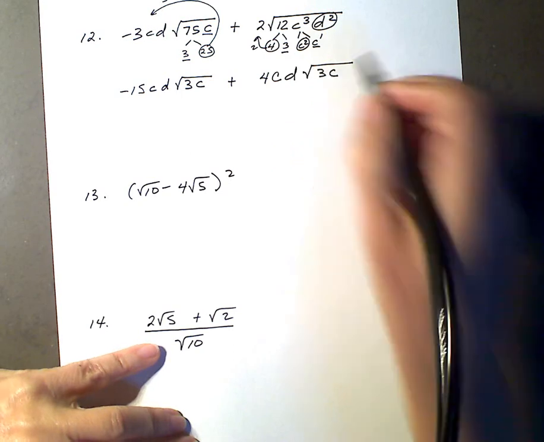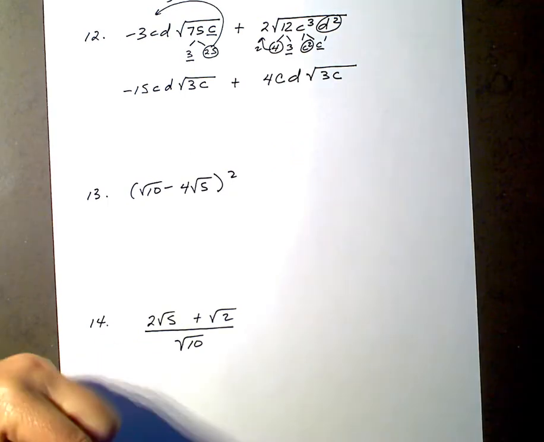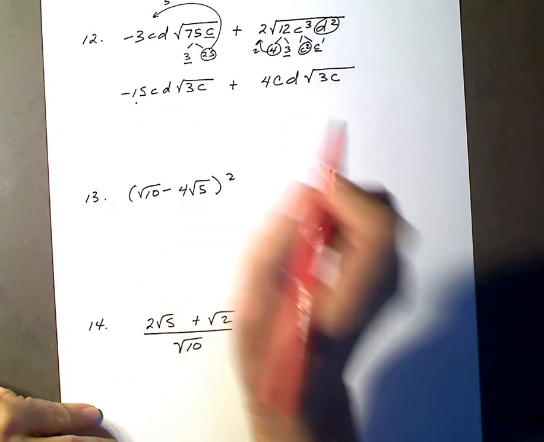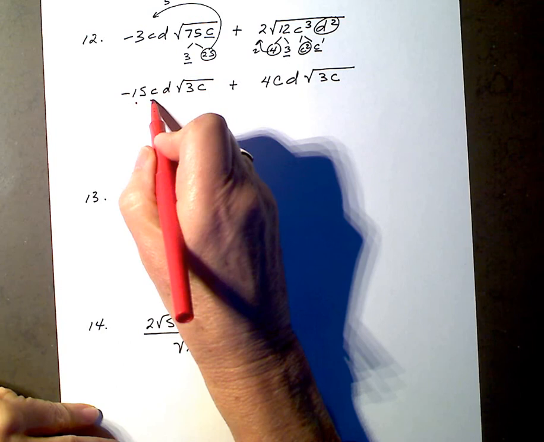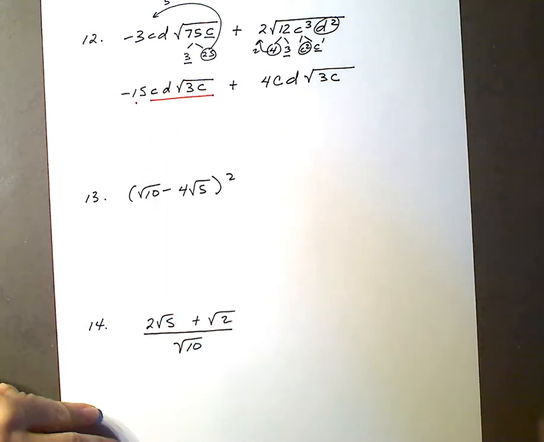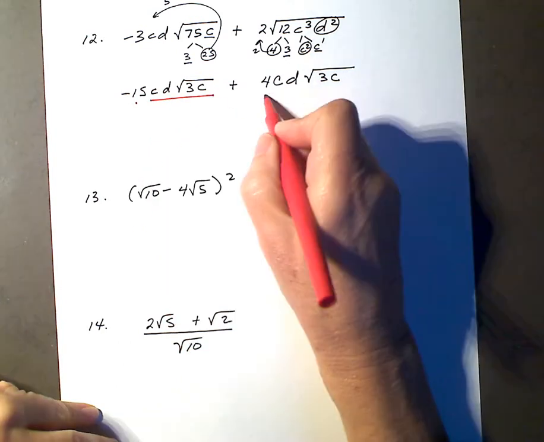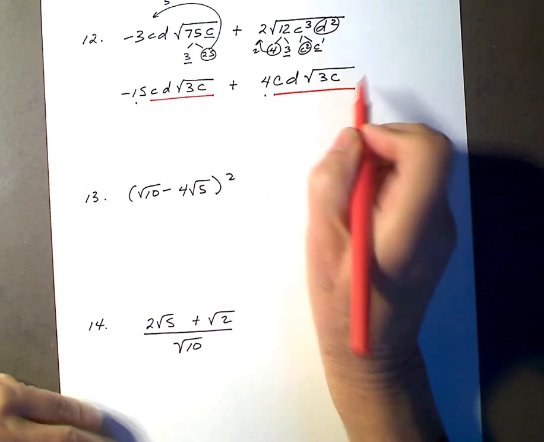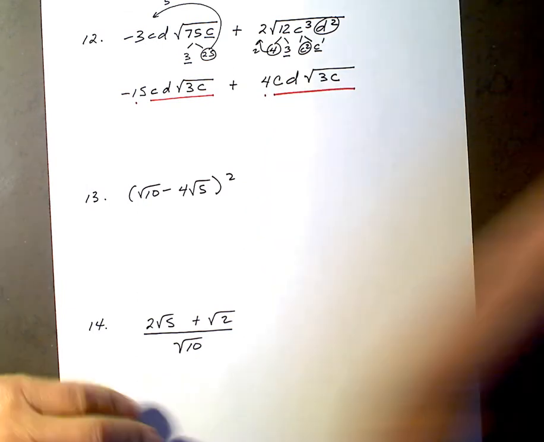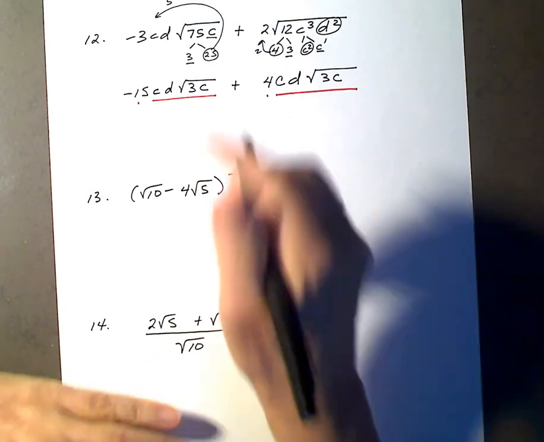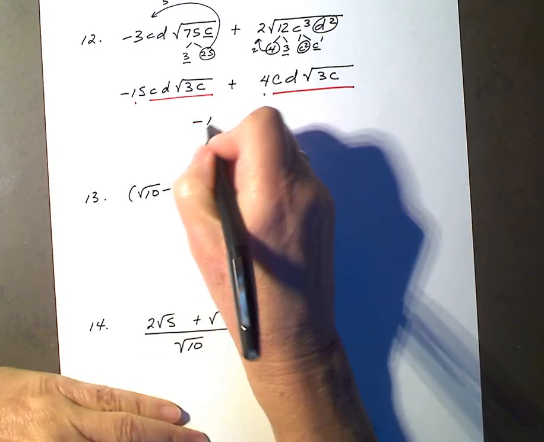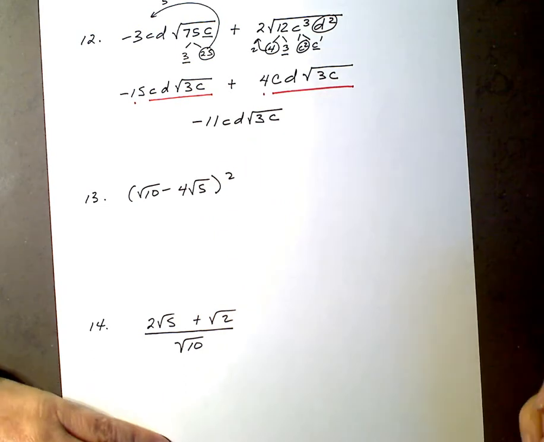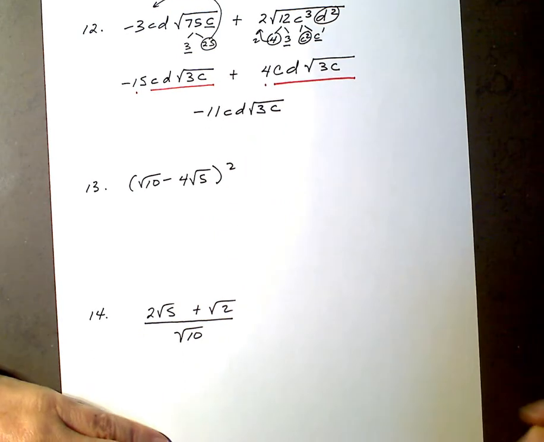And then I look at this and I ask myself if I've got like terms, and I do, because everything after the coefficient of negative 15, which is cd times the square root of 3c, is the same as everything to the right of the 4 over here, cd times the square root of 3c. So when I have negative 15 of something plus 4 of something, I have negative 11 of that something. So I get negative 11 cd times the square root of 3c.